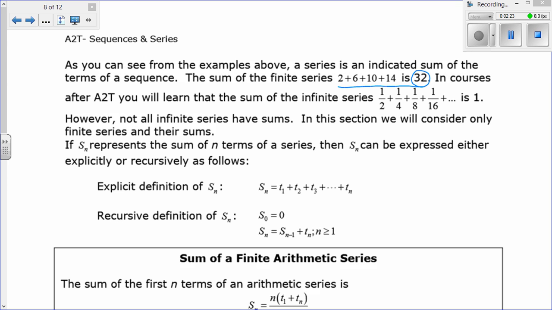In courses after A2T, you will learn that the sum of an infinite series, 1/2 plus 1/4 plus 1/8 plus 1/16 plus whatever, is 1. However, not all infinite series have sums. In this section, we will consider only finite series and their sums. So we're just working with series that have definite ends.